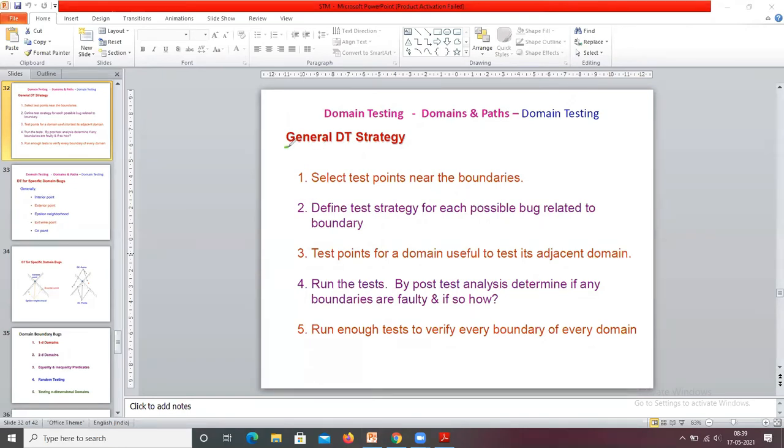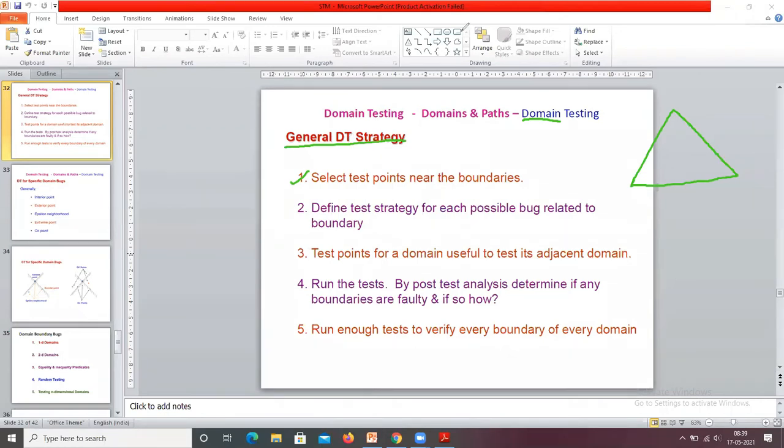This is the general domain testing strategy. The first step is to select test points near the boundaries. So what is a domain? A domain is nothing but a boundary. For example, let us assume this is the domain for a variable. In the domain testing strategy, the first step is to select test points near the boundaries.